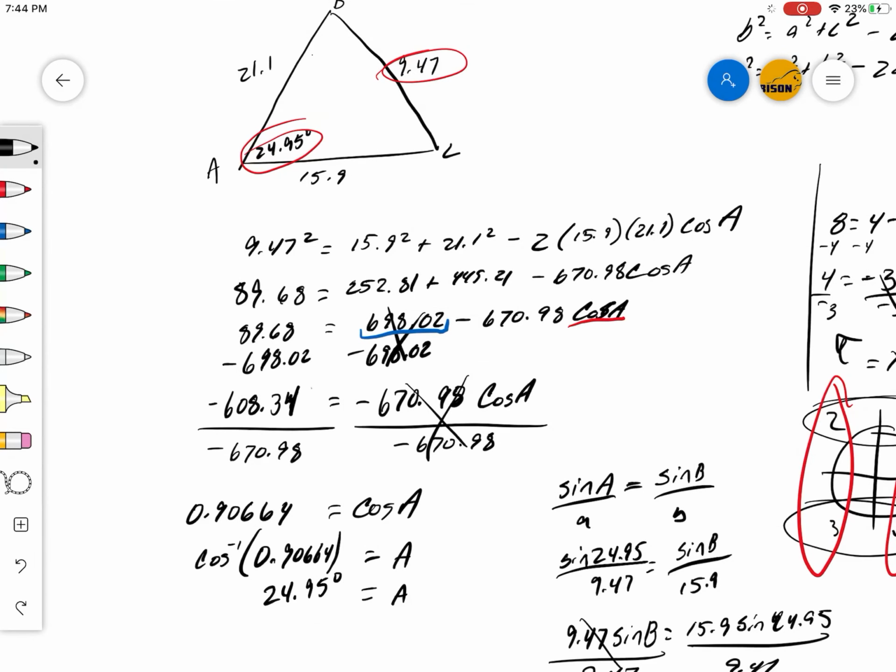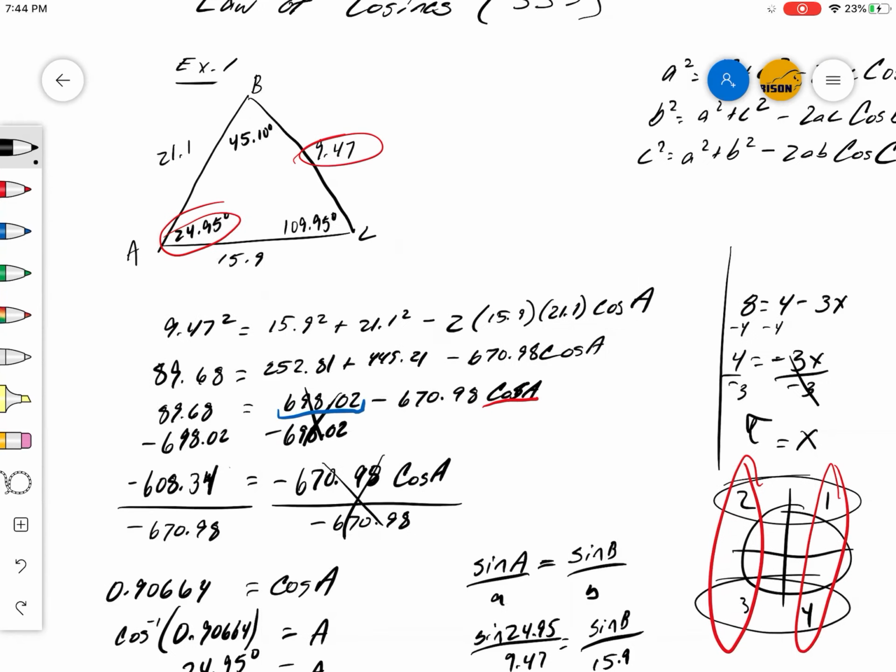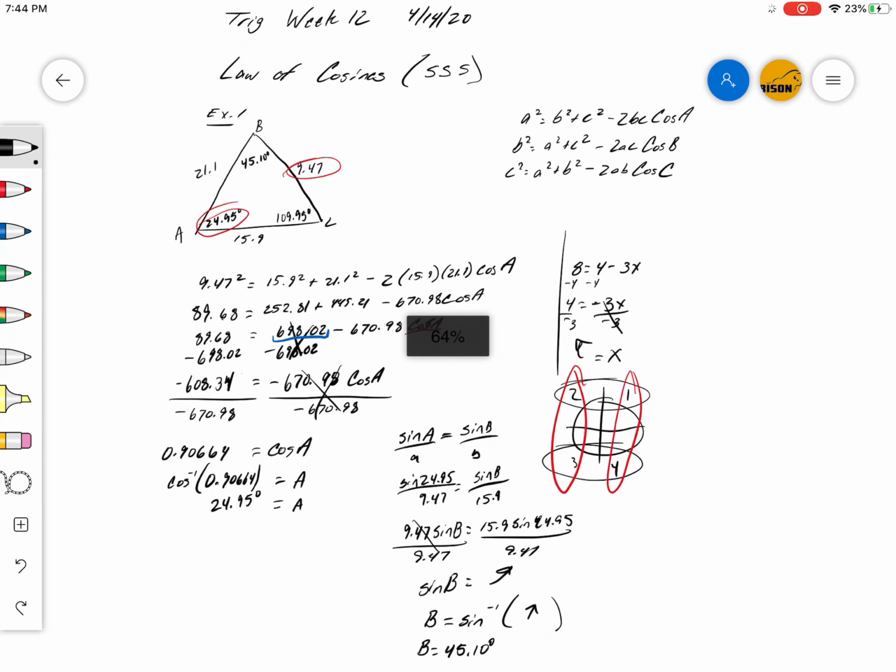Okay, so I'm going to put 45.10 in up here for B. 45.10 degrees, and now C will be easy to find because I can take 180. I can subtract 24.95. I can subtract 45.10, and that'll give me 109.95. 109.95 degrees. That is our angle C.